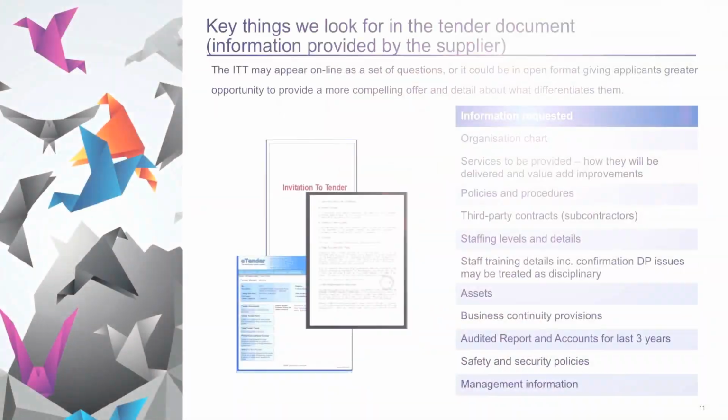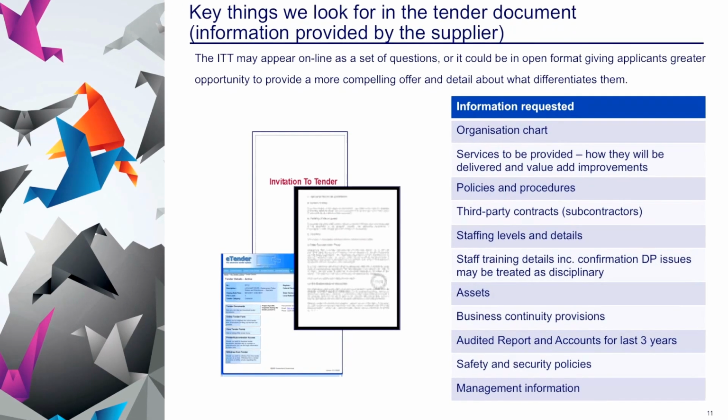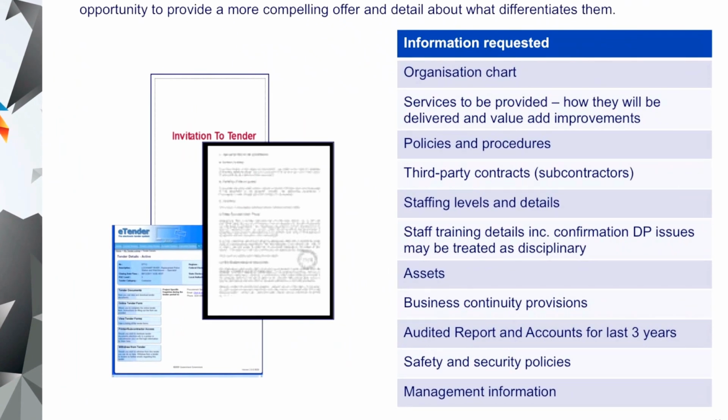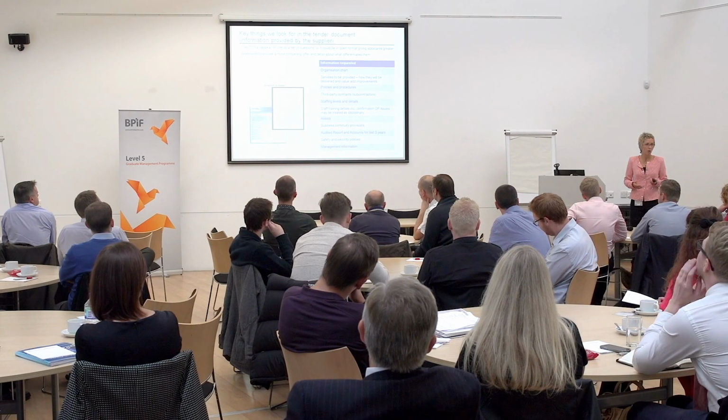The content that I provide to the suppliers, it really is critical that the information that I provide to you is accurate, because you're going to be basing your pricing and your offering on the information that I've sent through to you. And then from the other side, the key things that we look for in a tender document, and this gives you as applicants a greater opportunity to put a really compelling story together, and gives you an opportunity to differentiate yourselves from your competitors.